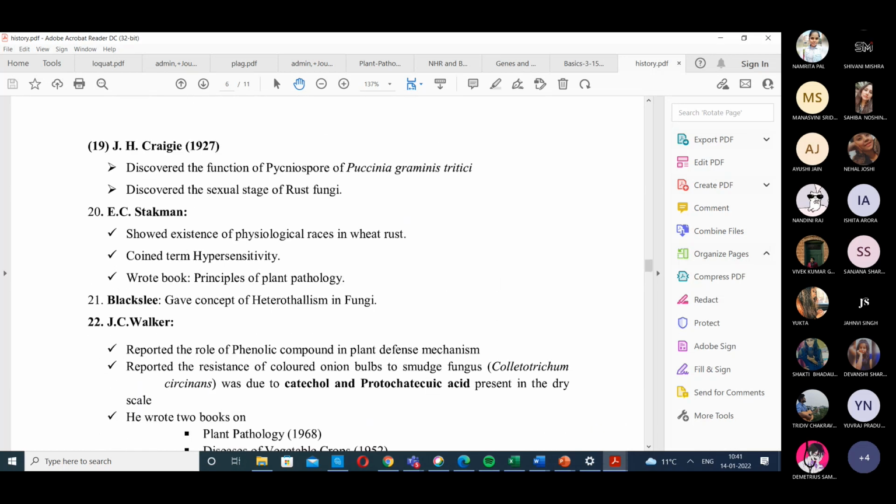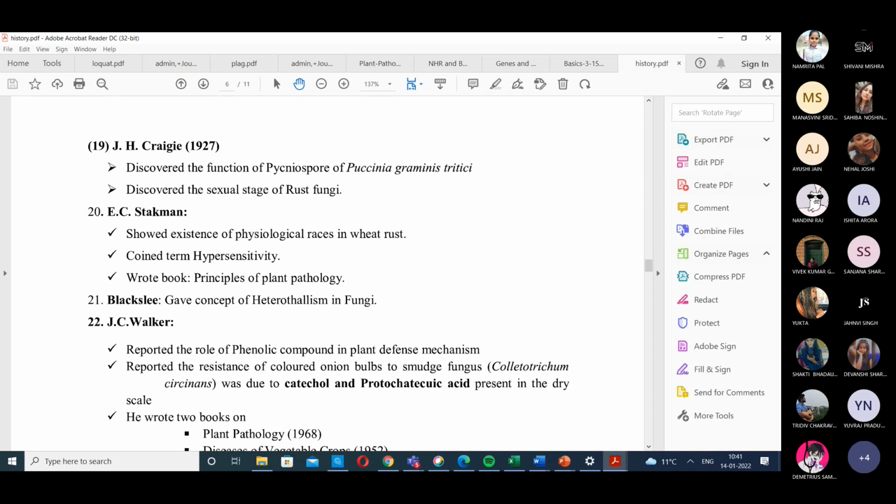Then we have Craigie, J.H. Craigie. He discovered the function of pycnospores. Pycnospores are the spores which are produced, right, by Puccinia graminis tritici. He discovered the sexual stage of the rust fungi also. Then we have E.C. Stakman. He showed the existence of physiological races in wheat rust. He coined the term hypersensitivity. He wrote the book Principles of Plant Pathology, right?